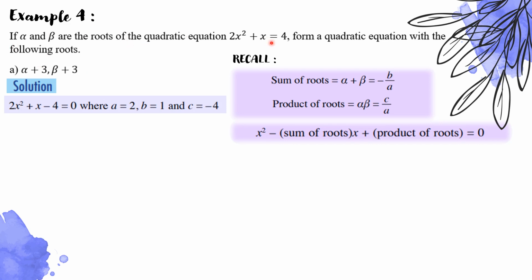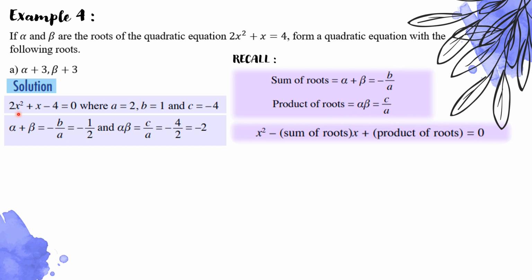Okay, this is not in general form. So if you want to do in general form, you need to move 4 to the left hand side. So it becomes 2x squared plus x minus 4 equal to 0, where the value of a is 2, the value of b is 1, and the coefficient and the constant is negative 4. And then you can refer here to SOR and POR. Alpha plus beta is negative b over a, and product of root is c over a. Okay, then you will get the value for alpha and beta.